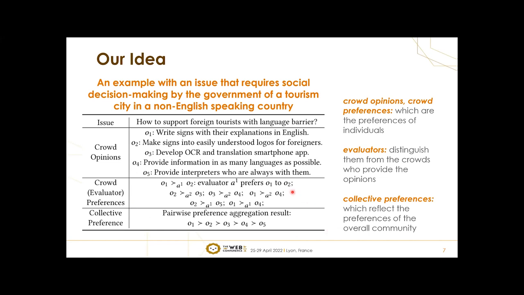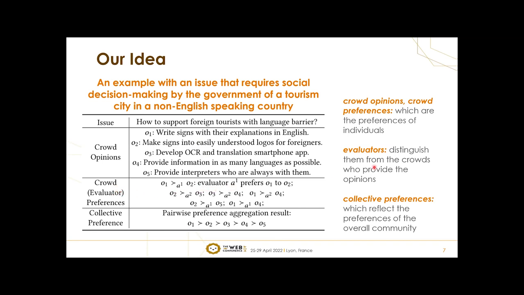This is a more concrete example of our idea. Here we have an example where the government of a tourism city in a non-English speaking country wants to find some way to support foreign tourists with a language barrier. First we can collect many crowd opinions. This is some examples, and we can collect more. Then in the second stage, we can also ask the crowd to give their preferences.